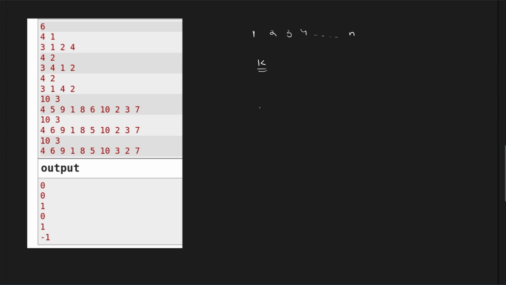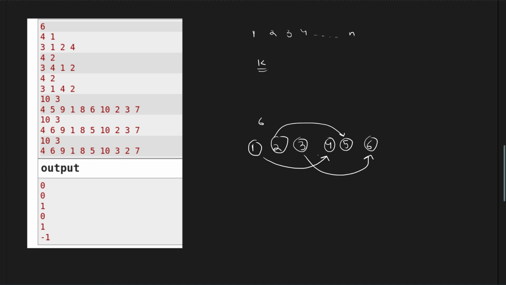So if we have like 10 elements, let us take a smaller example first. If you have, let's say, 6 elements, so 1, 2, 3, 4, 5, 6. For the first position, the next element would be this, right? For the second position, the next element would be this. We'll just mark them together. And for the third position, the next element would be this, right?